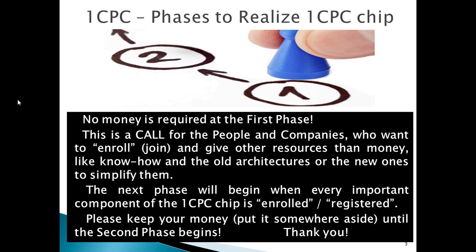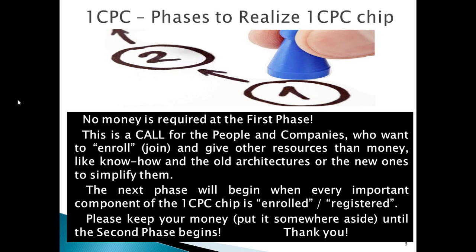One CPC, phases to realize one CPC chip. No money is required at the first phase. This is a call for the people and companies who want to enroll or join and give other resources than money, like know-how and the old architectures or new ones to simplify them. The next phase will begin when every important component of the one CPC chip is enrolled or registered. Please keep your money and put it somewhere aside until the second phase begins.